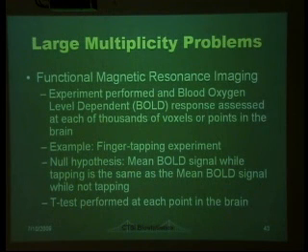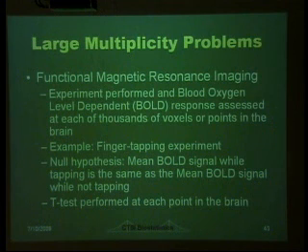Another example of this large-scale multiplicity problem is in imaging, in particular functional magnetic resonance imaging, which is the example that I'm going to show here. Here you would perform an experiment and you would assess a signal. In the fMRI context, it's a blood oxygen level dependent signal, which indicates whether there's activity in a particular point in the brain.